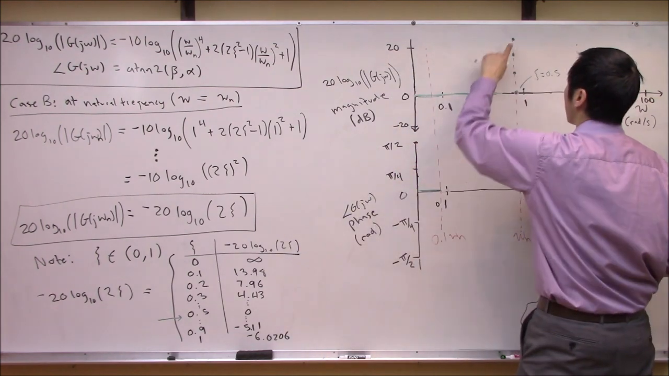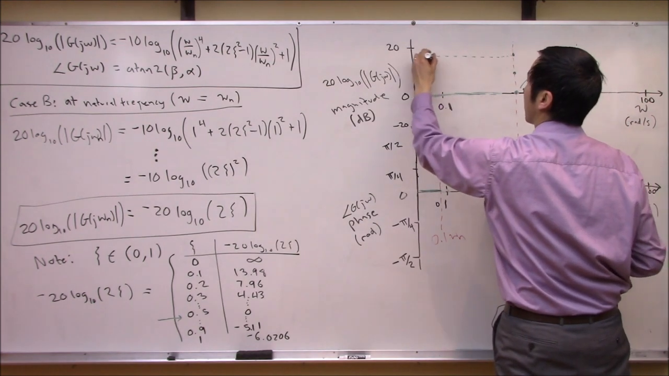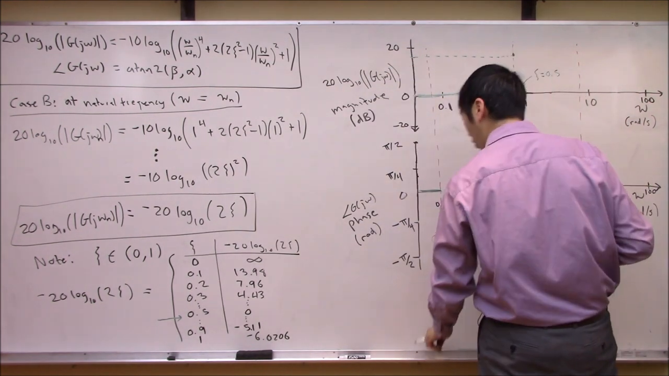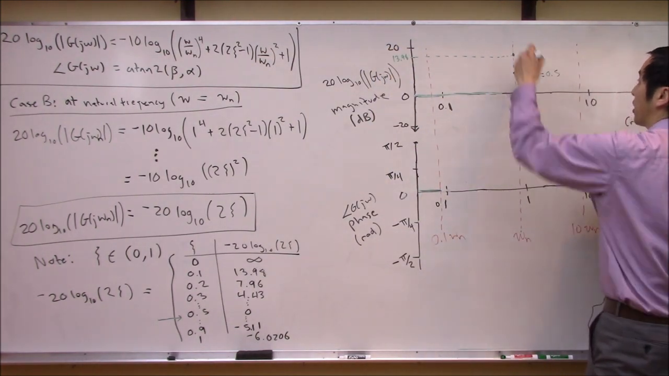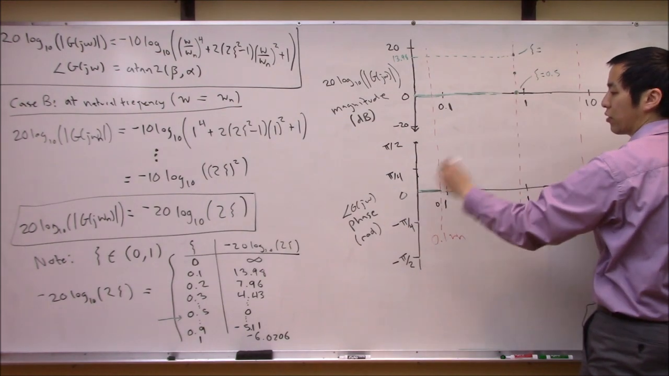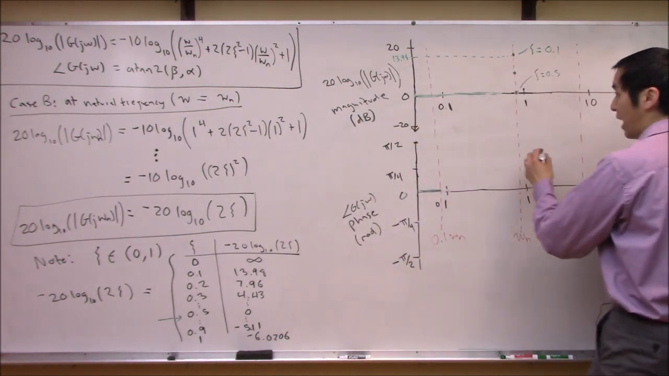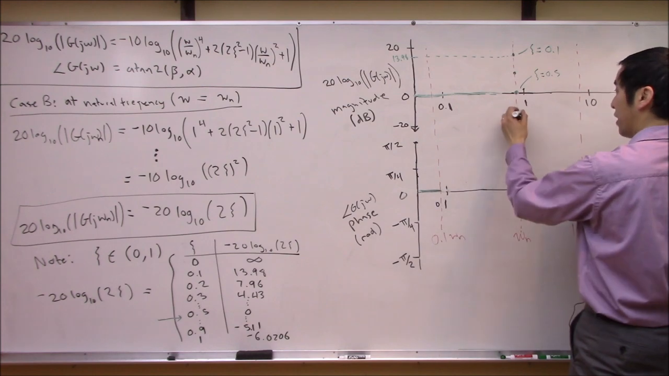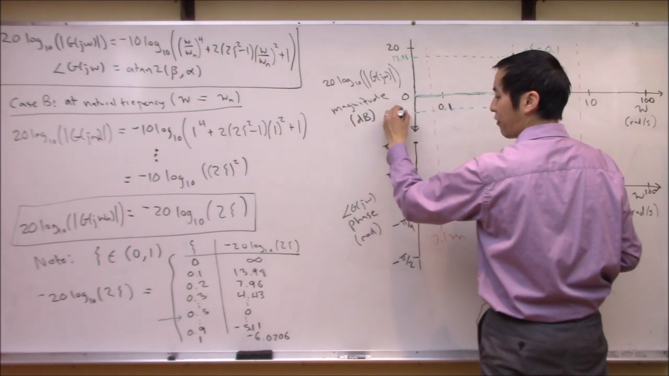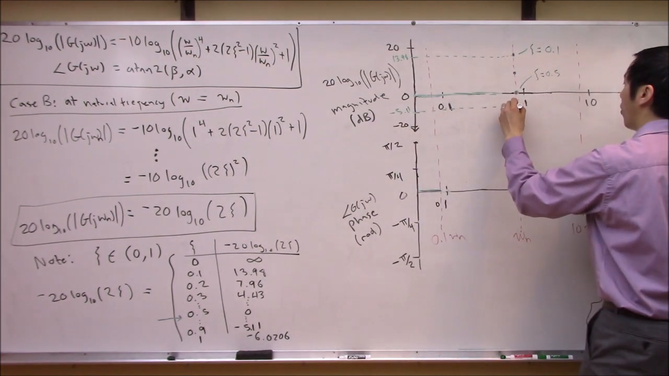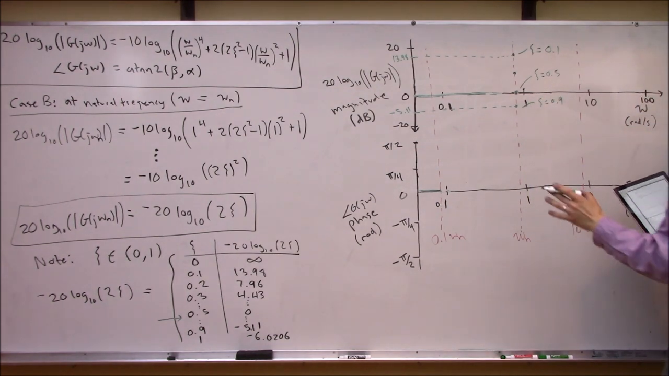So tell you what, let's do it like this, and maybe I'll make this line here. Let's claim this value is 13.98 or something. It doesn't look exactly accurate, but I think you get the picture. So this is if you have a zeta equal to 0.1. Similarly, as your damping ratio goes up, this value becomes negative. You could get all the way down to, say, negative 5.11, and this point occurs when zeta is equal to 0.9. So interesting, this is what happens.